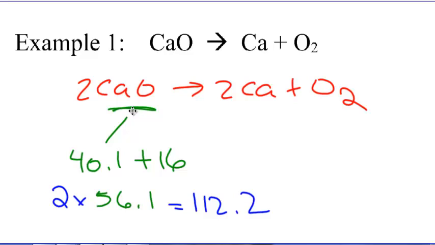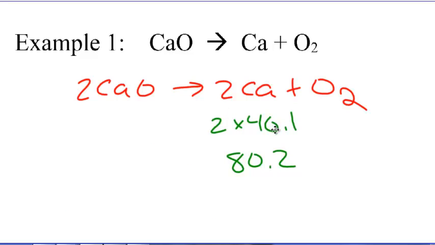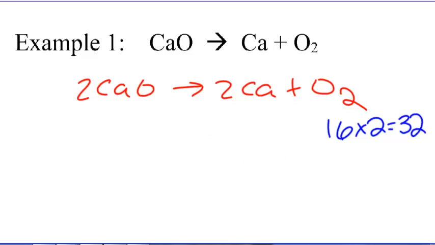Now I'm going to move over to the product side. Calcium is 40.1. There's a coefficient of 2 in front of it. I'm going to multiply 2 times 40.1. So the mass of my 2 calcium atoms is 80.2 grams. I look at the oxygen separately because it is separated by the plus sign. Each oxygen is 16 grams times the 2 subscript is equal to 32 grams for my oxygen.